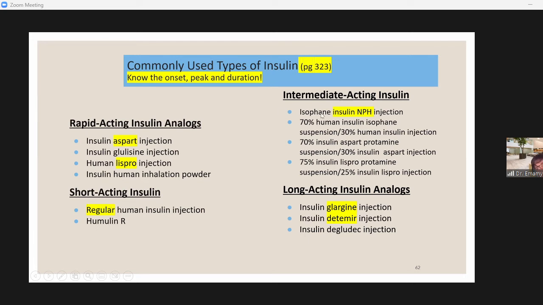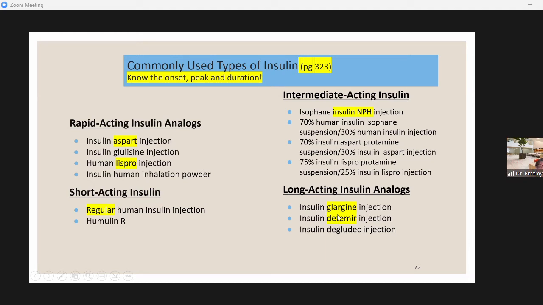Intermediate-acting insulin, insulin NPH, it works usually in 8 hours, reaches the peak in 8 hours. Long-acting insulins like glargine and detemir, they don't have peak. So if your patient is taking Detemir or Glargine, patient doesn't need any snack at peak because there is no peak.